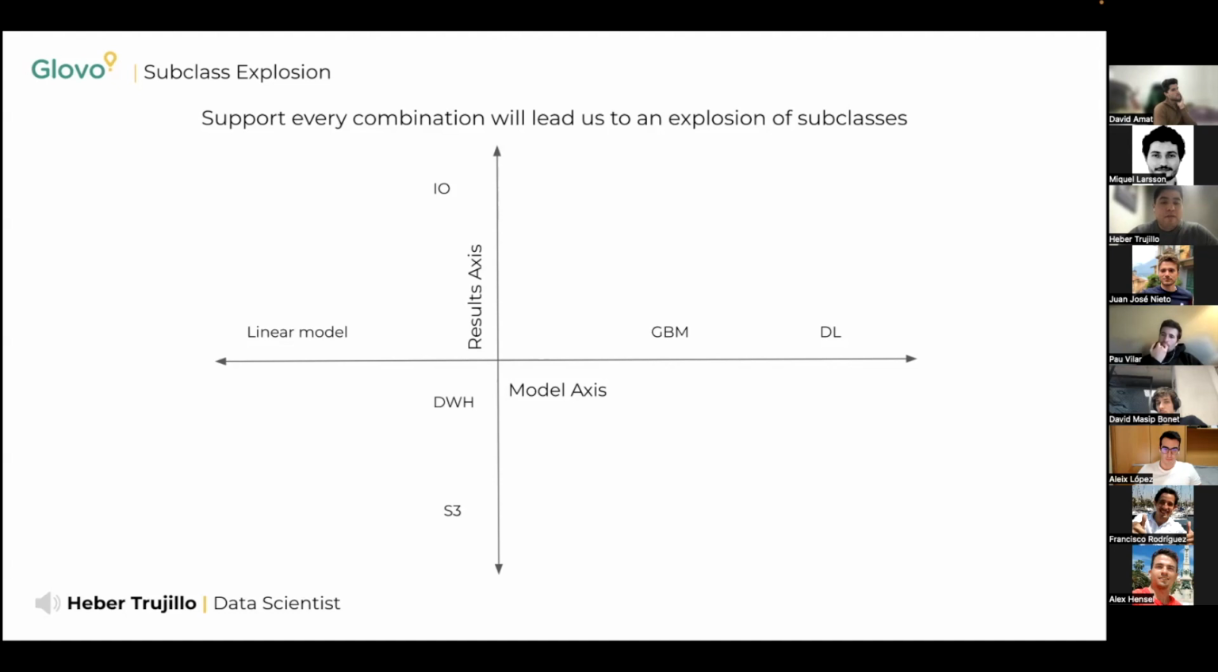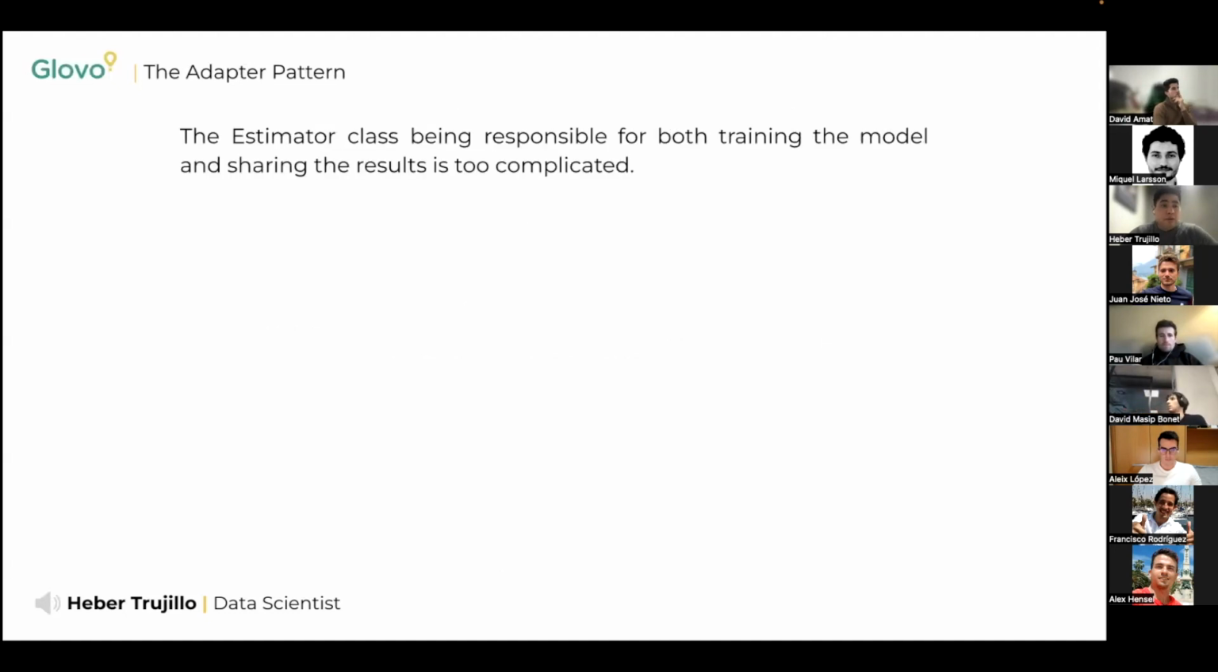So if we have a lot of classes, then managing them all across the different changes that we are including over time is going to be really painful. So here's where the adapter pattern, which is a design pattern, can help us to deal with this situation. The adapter pattern states that the estimator class being responsible for both training the model and sharing the results is too complicated, right?